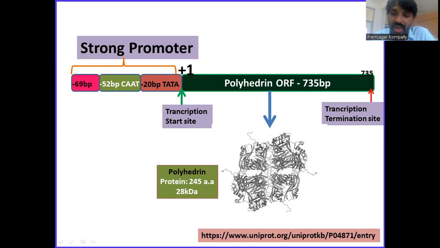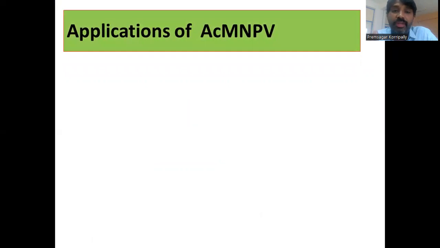And at the end of this lecture, I'm going to tell you what the applications of Autographa californica multiple nuclear polyhedrosis virus are. Here, it is being used as a cloning and expression vector, as well as a biopesticide. Why is it suitable as a cloning and expression vector?